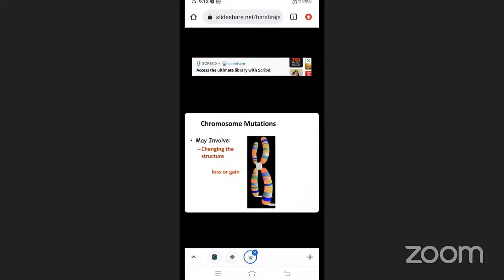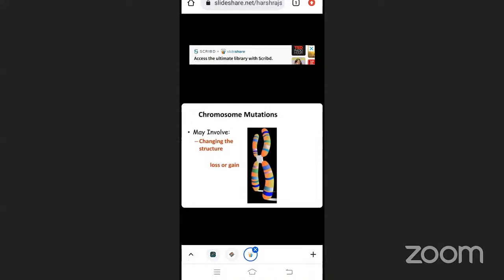So the next one is mutation. That is block four, unit 10, where we discuss mutations. Mutations are any heritable changes in the base sequence of the DNA molecule.